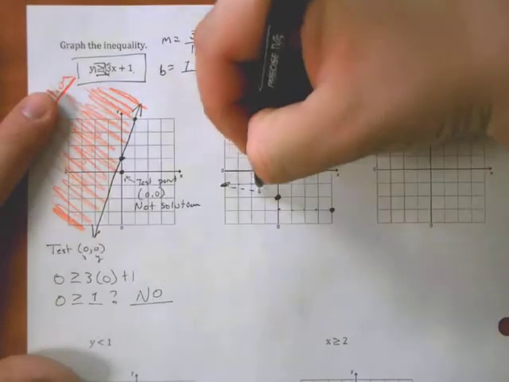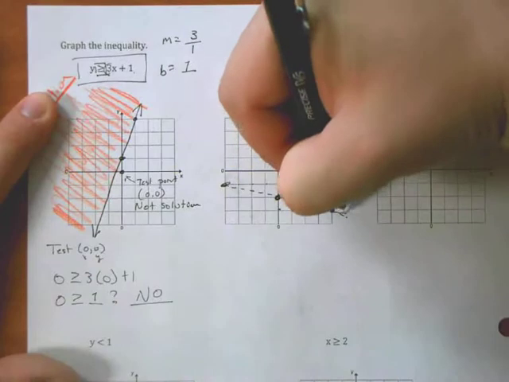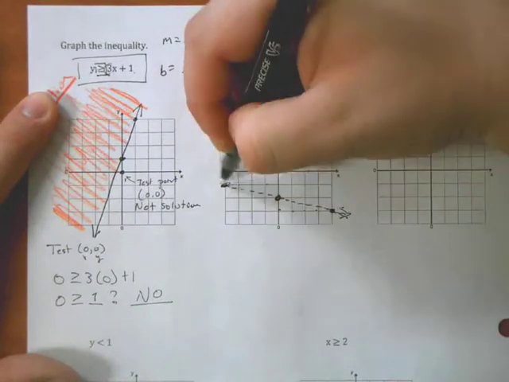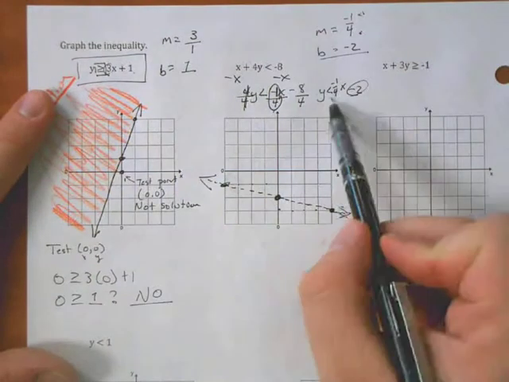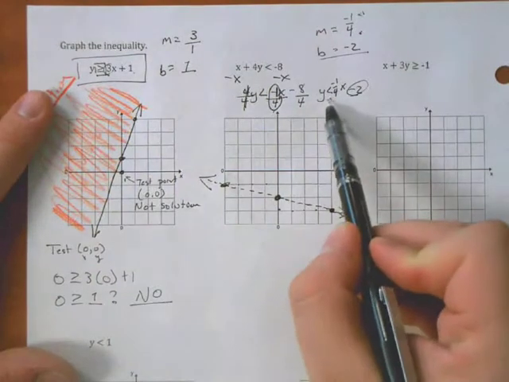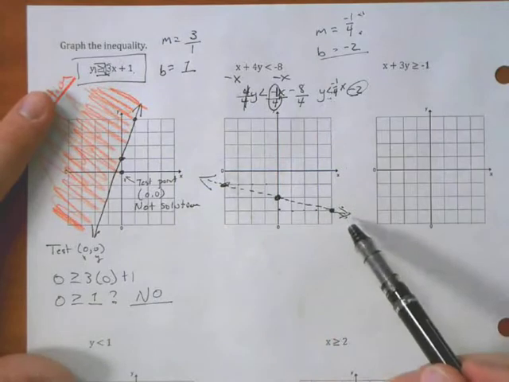Dotted. Okay. This would have been an open circle if we were graphing this on a number line. But instead of an open circle, we'll represent that with a dashed line and not a solid line.